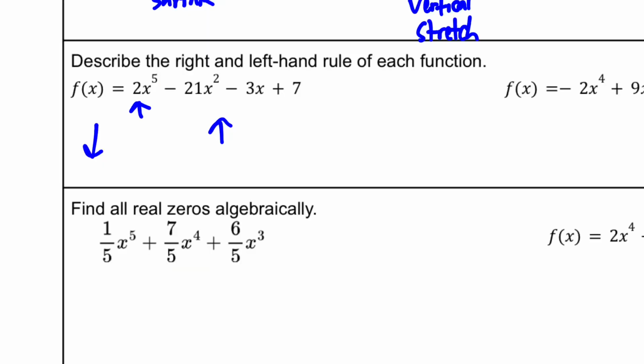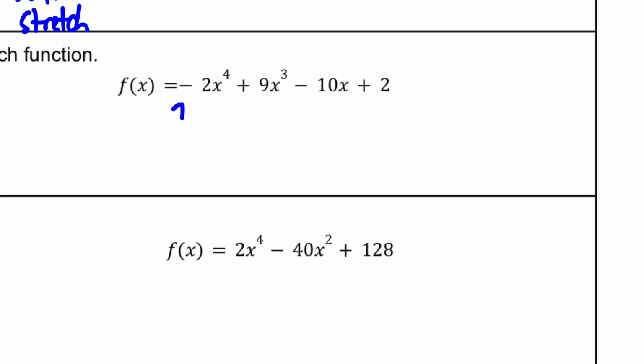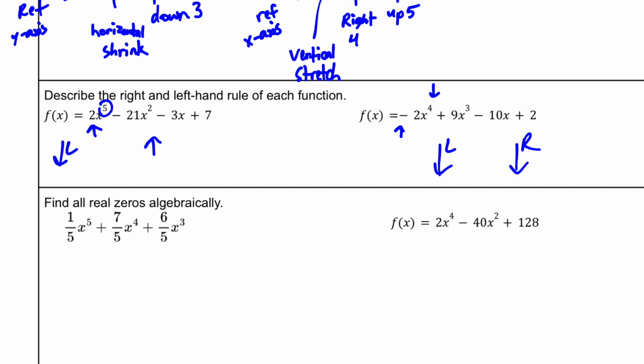Because this one has a leading coefficient that's positive and an odd degree for the polynomial, on the left it goes down and on the right it goes up. This next one has a negative leading coefficient and it has an even degree, so it's going to go down on both sides. This is like the left and this is the right. I guess I should have labeled this is the left and this is the right.